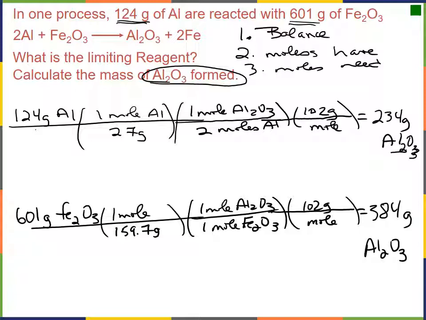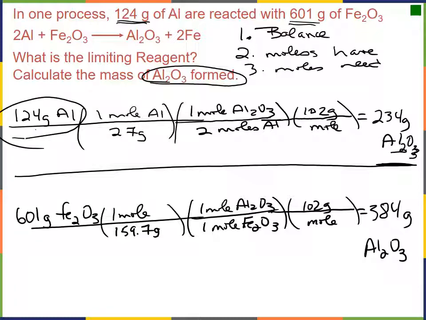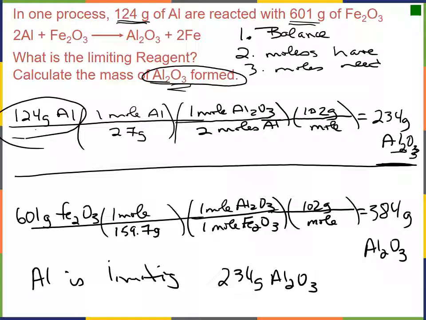We cannot get both of these. The reaction stops when I run out of something, and it stops when I run out of the smallest. So the smallest value of the product is going to come from the limiting reagent. So the limiting reagent is aluminum, and the mass of aluminum oxide formed is going to be 234 grams. We are going to ignore the other value because the reaction stops as soon as the aluminum runs out.